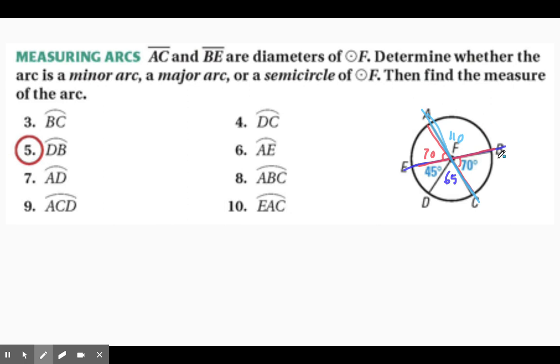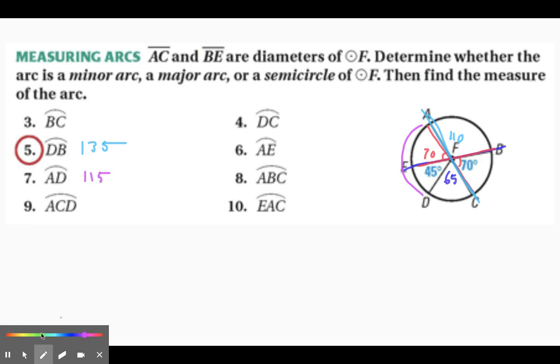So just some examples. Arc BC, well, that one was given to us, so let's not do that one. Arc DB, D to B is adding together 70 plus 65, which gives you 135. That's where the 30 came from. AD is from here to here. It would be 70 plus 45, which would be 115.